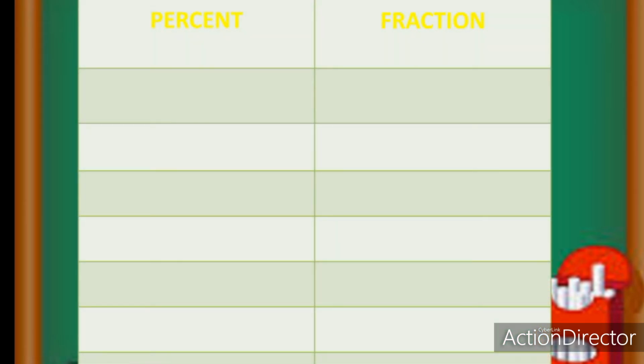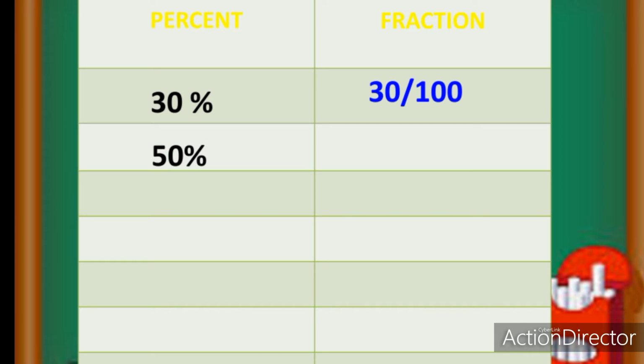Let's look at a few examples. If I have 30% and we have to convert it to a fraction, it would equal 30 over 100. If I have 50%, the fraction would be 50 over 100. If I have 100%, the answer would be 100 over 100.